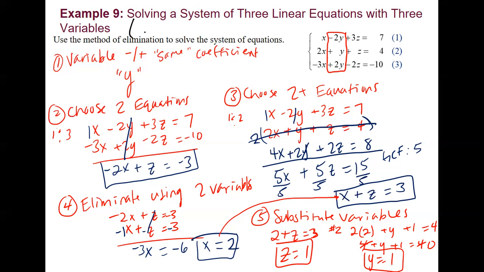All right, so you write it as an ordered triple, X, Y, Z. So as X, Y, Z, my answer is 2, negative 1, and positive 1.